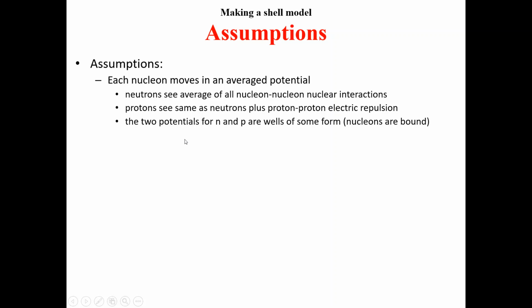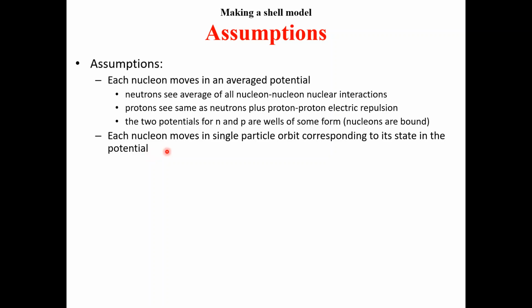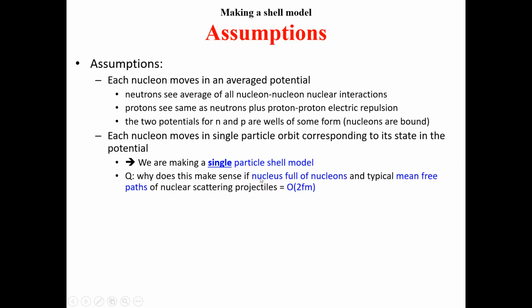So the two potentials for the neutrons and protons are wells of some form, that is, nucleons are bound. Each nucleon moves in a single particle orbit corresponding to its state and the potential. So this implies that we are making a single particle shell model. There are some basic questions one might have in mind.